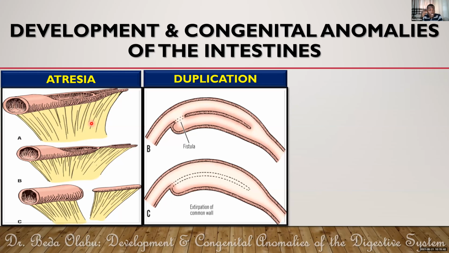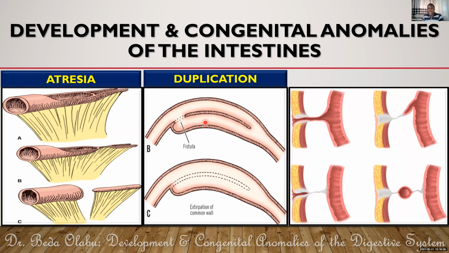Atresia means lack of continuity of the tubular lumen. There are different types of atresia. You can have a septum like that, you can have a fibrous cord, or you can have complete truncation like that one. Duplication is where you have a parallel lumen. Stenosis means narrow. Okay, we may also have what we call vitelline duct malformations.